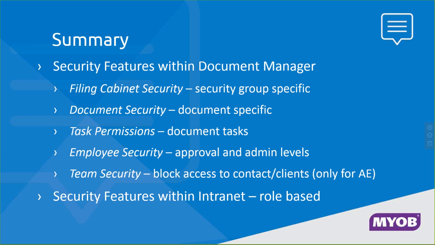Task permissions really allows you to control the different tasks that are performed through Document Manager, and also the ability to access different document tabs. Employee security, which sets out the approval levels within Document Manager for AE users, and also the administrative levels within Document Manager. So this is something that can be used for both AO and AE users, but the approval functionality is only available for AE users.